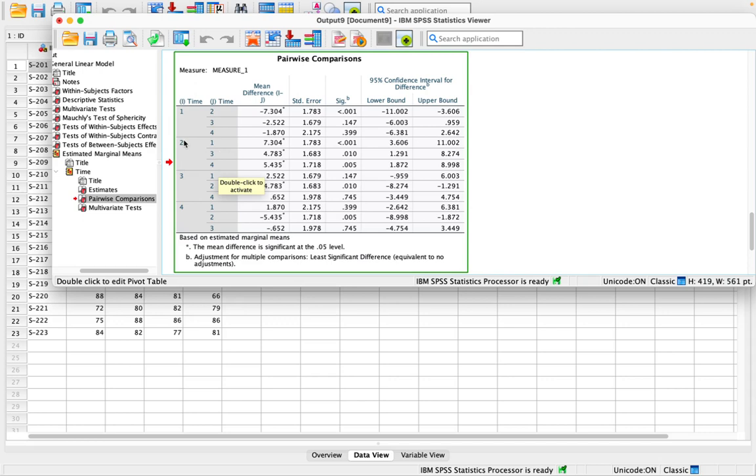So when I'm looking at this, I can see that between sections 1 and 2, 2 and 3, and 2 and 4, there was a significant difference in the impact of chocolate on someone's attitude over those time intervals.